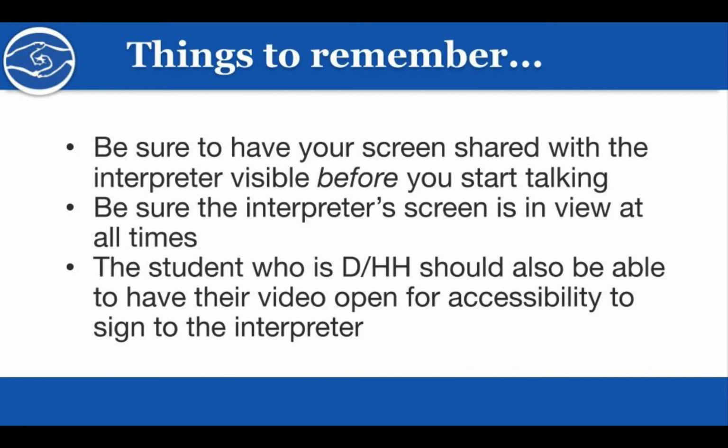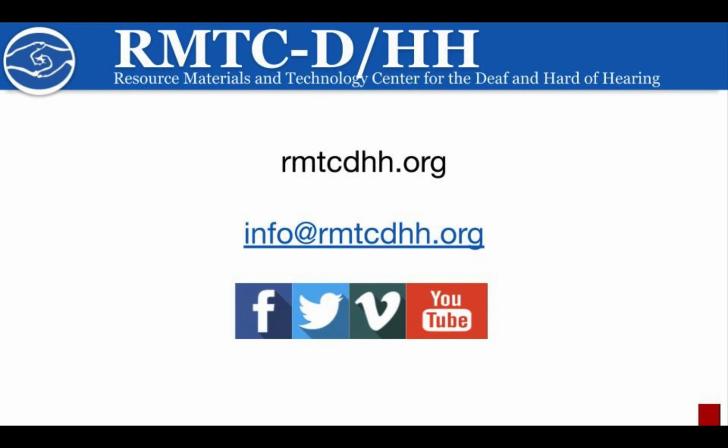Some other things to remember: be sure to have your screen shared with the interpreter visible before you start talking. This ensures that the student has access to all auditory information at all times. Also be sure the interpreter screen is in view at all times. Again, this ensures the student has access to all auditory information at all times. And lastly, the student who is DHH should also be able to have their video open for accessibility to sign to the interpreter.